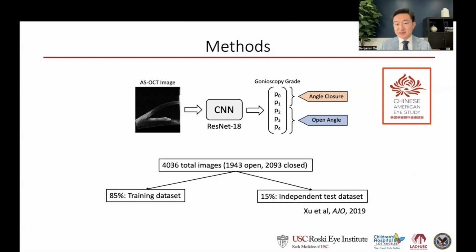Each ASOCT image was paired with a corresponding gonioscopy grade that was provided by a trained ophthalmologist who performed manual gonioscopy on all participants. We used these gonioscopy grades to classify patients as either angle closure based on the modified Schaefer grading scale grades of 0 or 1, or open angle based on grades of 2, 3, or 4.